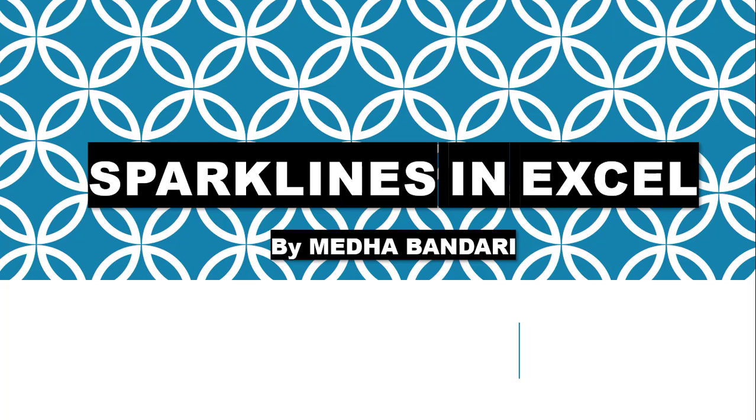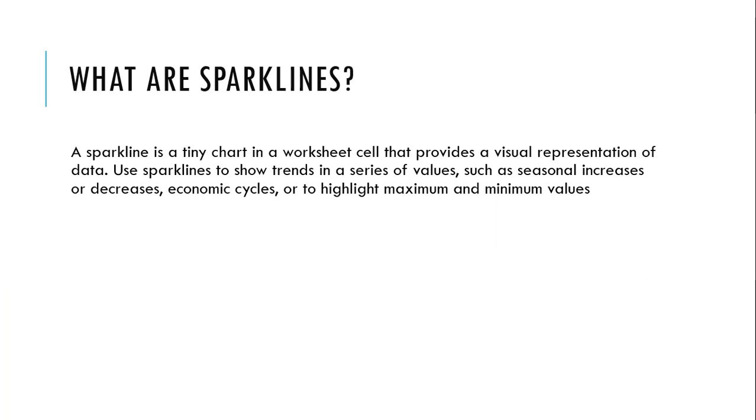Today's video is going to be about sparklines in Excel. So what are sparklines? Well, sparklines are just tiny charts to the side that show a visual representation of the data. So you use sparklines to show trends in a series of values, such as seasonal increases and decreases and economic cycles, or to highlight maximum and minimum values. And I'll be showing you how this is done in the demo that we're going to be doing now.